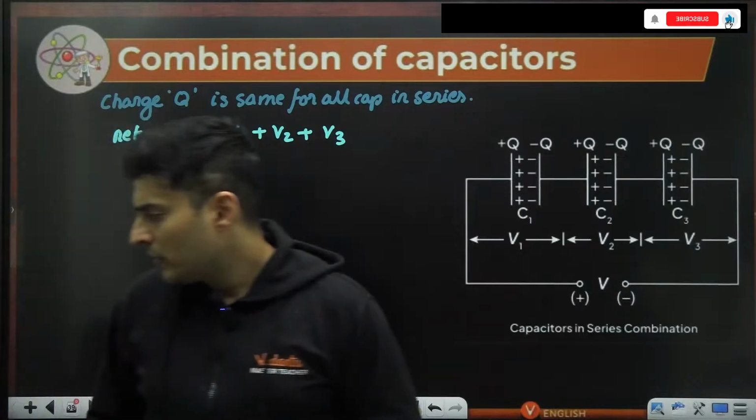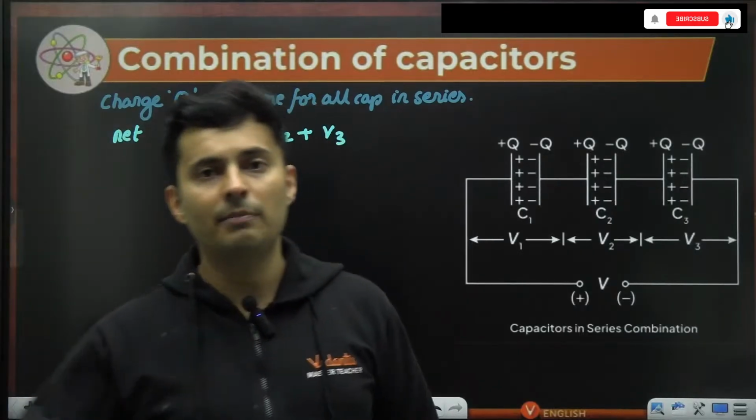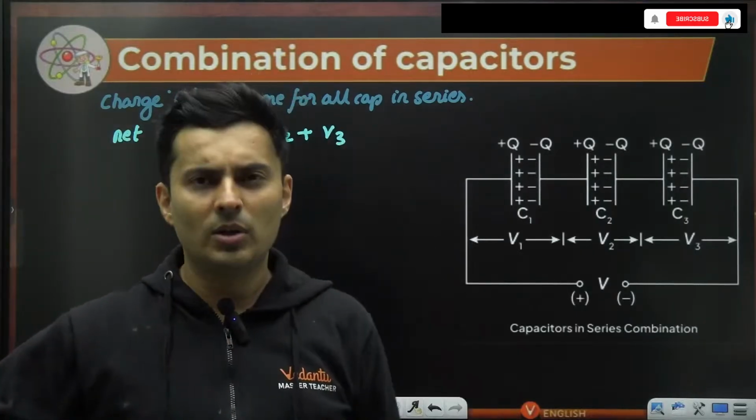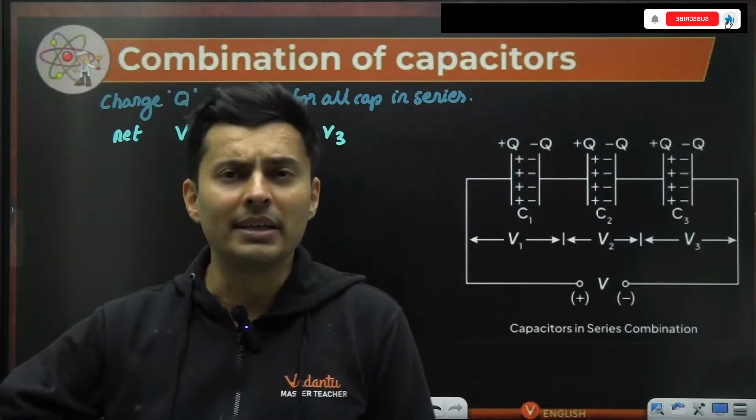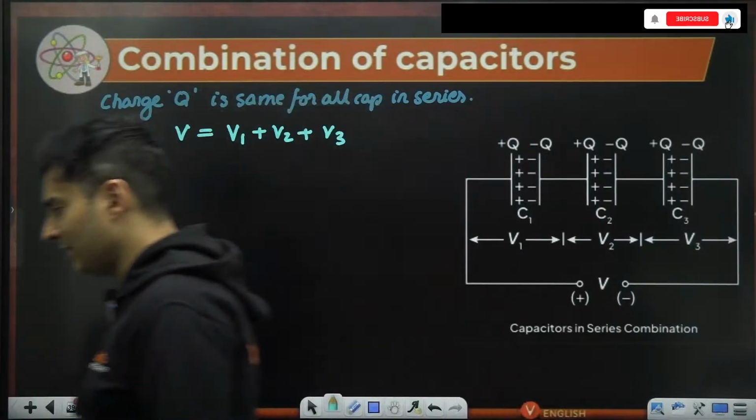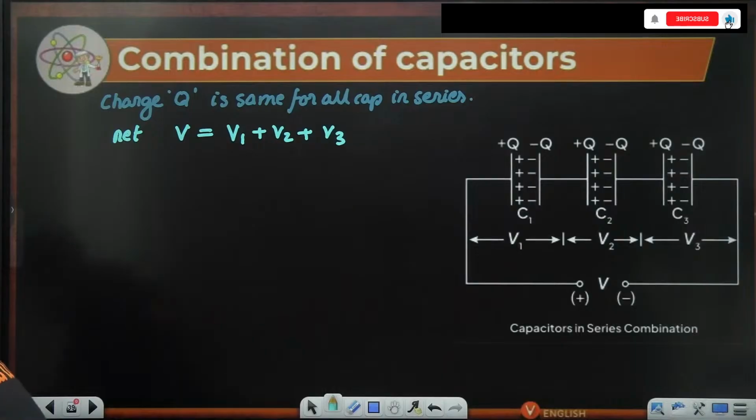Sir, is the loss of energy due to collision of electrons? 100%. Yes, the collision of electrons, resistance, that's what creates that loss of energy in the form of heat. Yes, Rama, definitely. Sir, if you reverse any one of the capacitor's polarity, what will happen in each case?